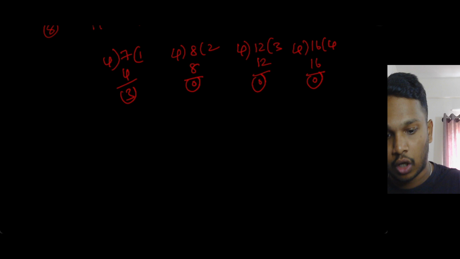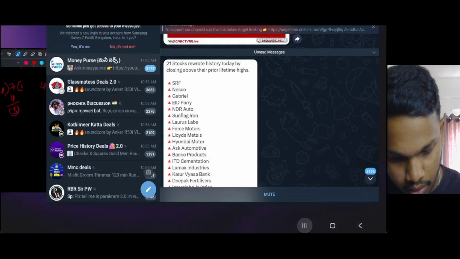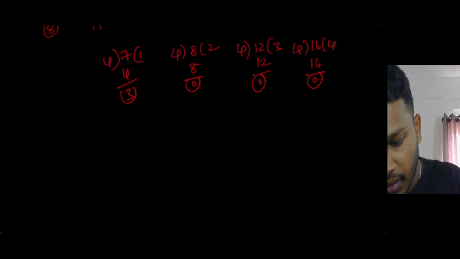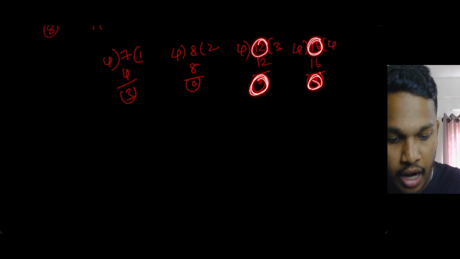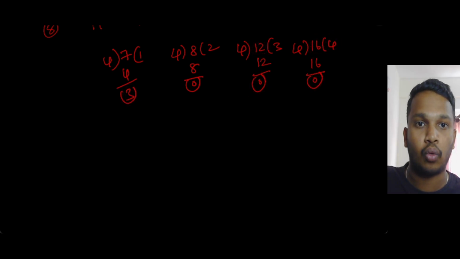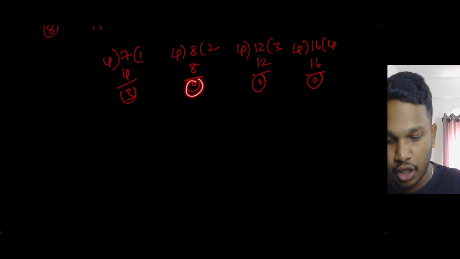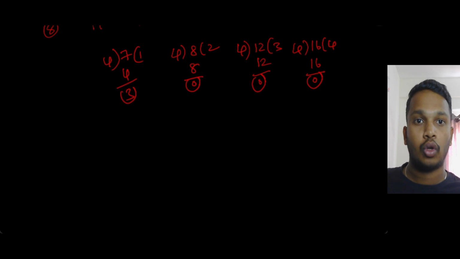Now see the logic. If it is divisible by 4, I am getting 0. If it is not divisible, I am not getting 0. So this is the logic.